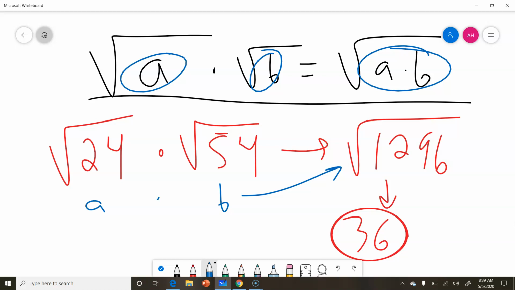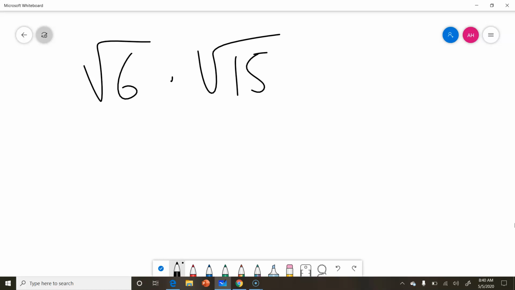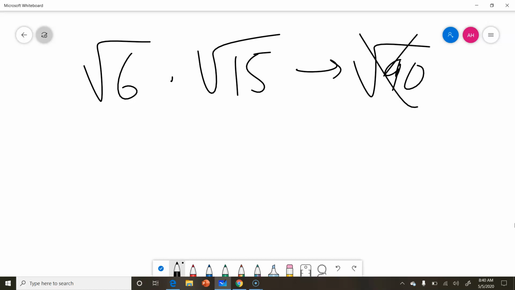Now, the sad part is that often it doesn't come out this easy. So I'll show you what we have to do when it doesn't come out this way. If they give us something like the square root of 6 times the square root of 15, now this, if I multiply them together, would be the square root of 90, but the square root of 90 is not a perfect square, right? So this is not really super helpful.